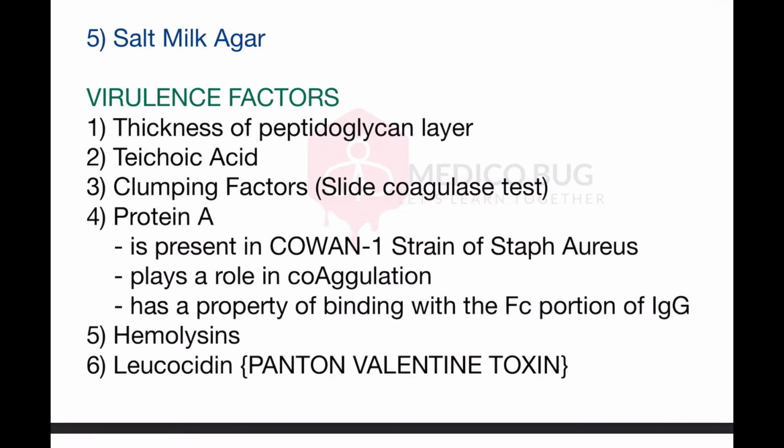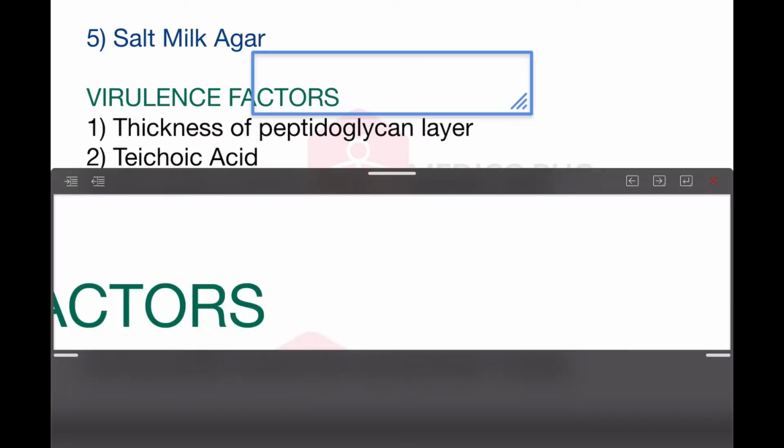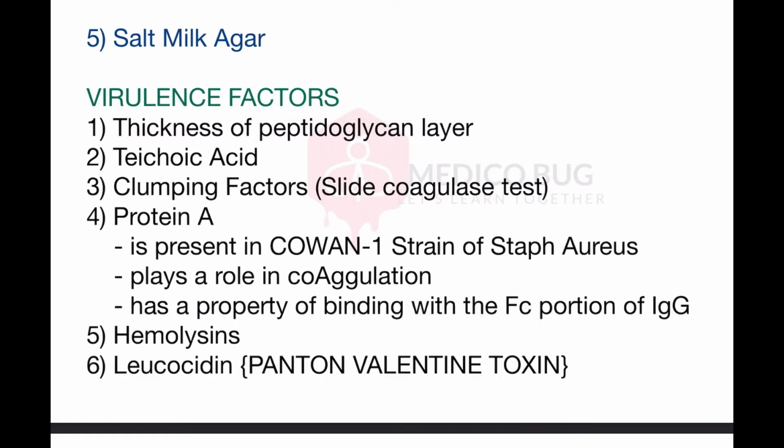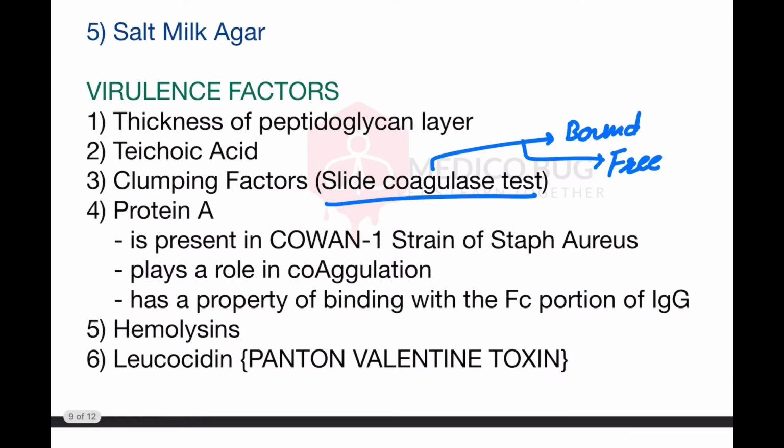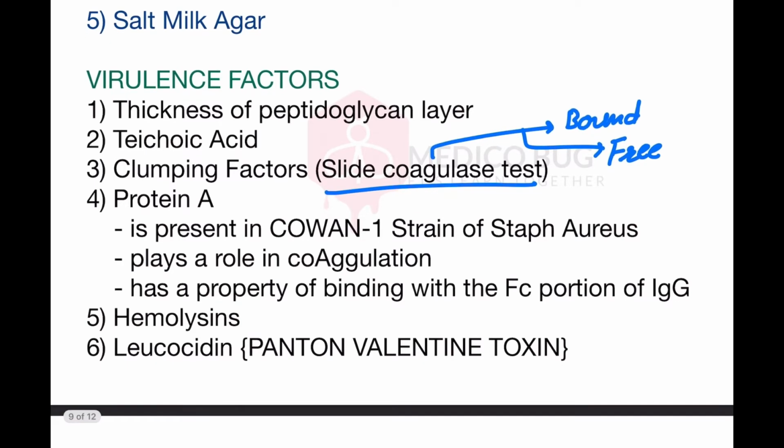We know that these gram-positive cocci are of two types, bound and free. For identifying a bound gram-positive cocci, we have to do the slide coagulase test, in which there is a clumping factor, so we can identify between bound and free GPC, gram-positive cocci. Alright. So we use the slide coagulase test for this clumping factor.